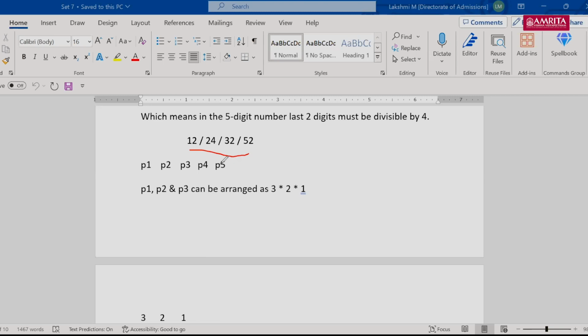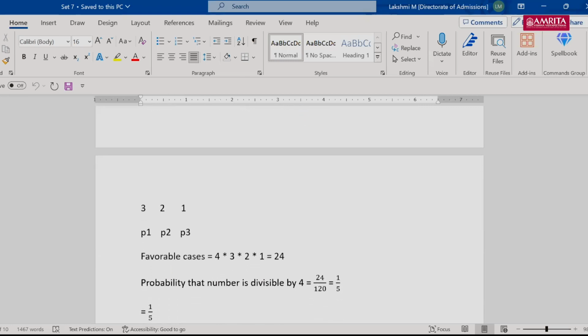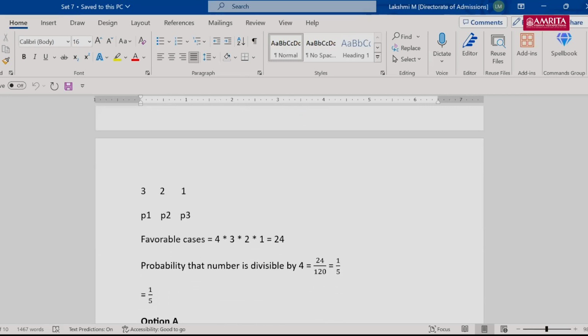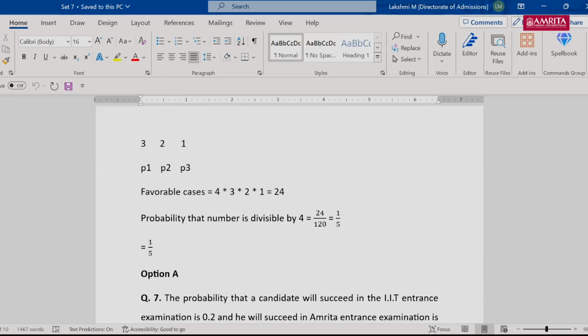So when it comes to these positions, the last two are fixed as one of 4 endings, and the remaining three you will be able to arrange in 3 factorial ways. So the total arrangements will be 4 into 3 into 2 into 1, which is equal to 24. So the probability is 24 by 120, which is 1 by 5. That is option A. Still there are people who have given me option B, D and all.